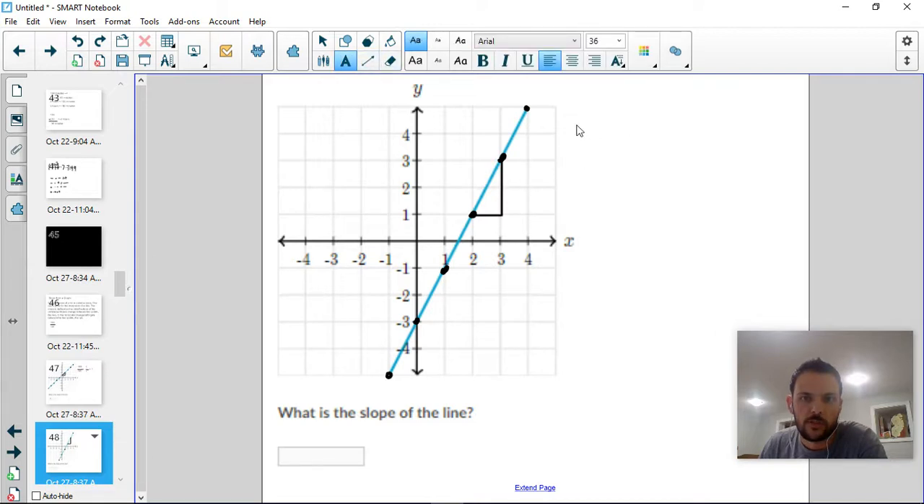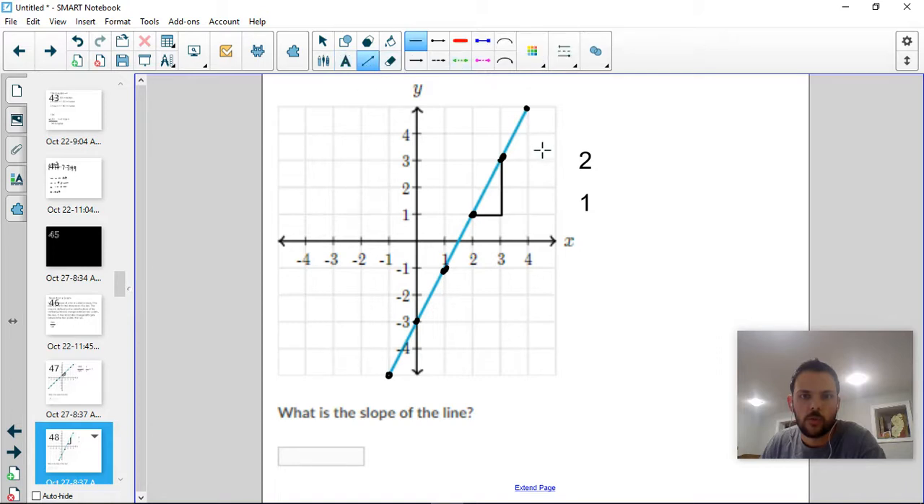Remember rise over run. So the first one I'm going to do is the up and down amount. From here all the way up, that is 1, 2 units. So we're looking at 2 over 1 here, our rise over our run, 2 over 1.